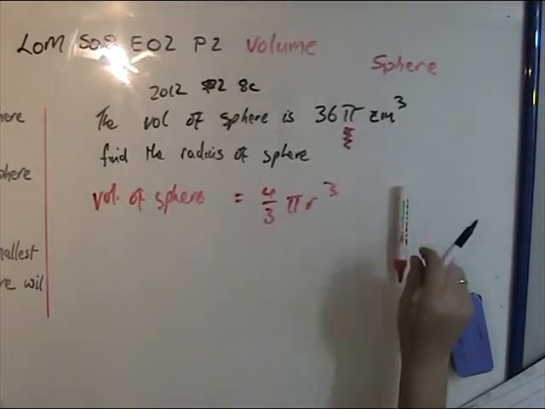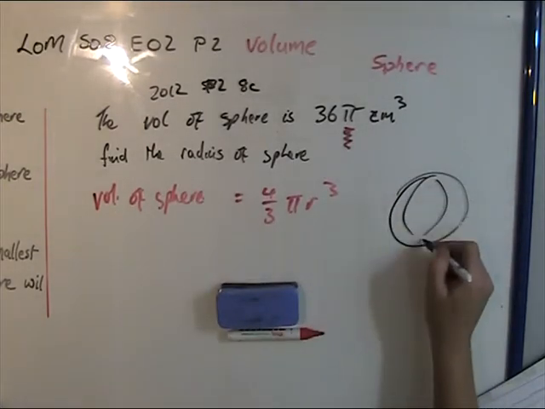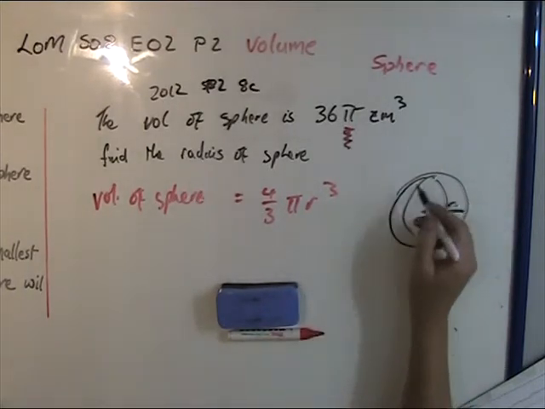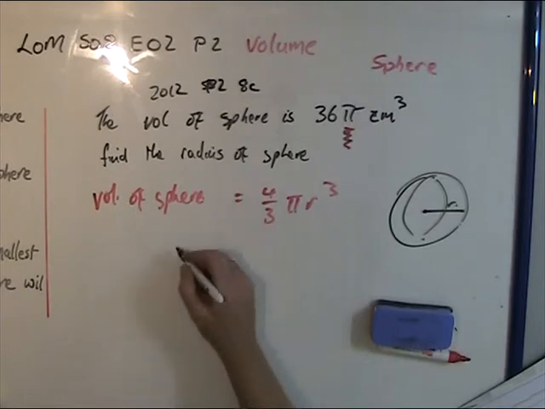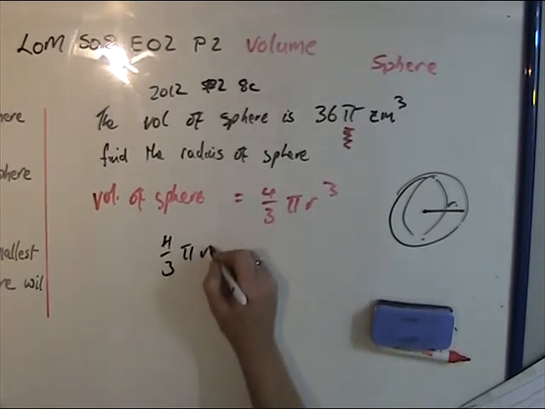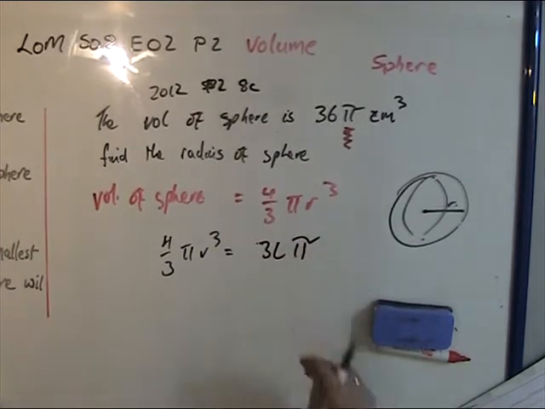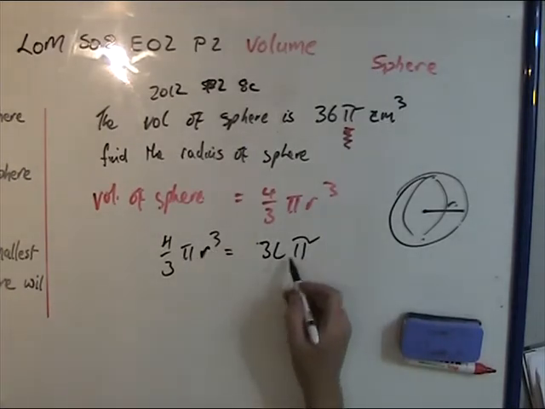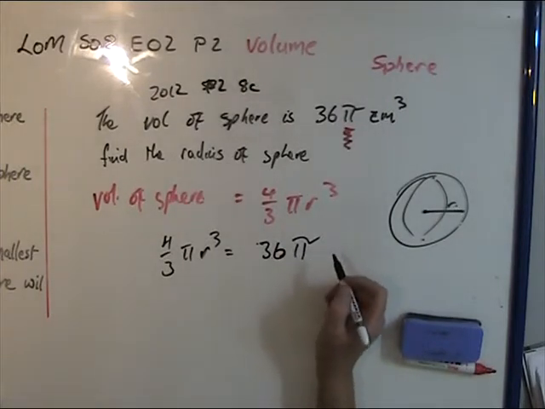Now the best thing to do is to draw a little circle, or a diagram, to represent what you're getting at here. You're not really told anything, but you know that you need to find r. But you're told that the whole of that volume is equal to 36 pi. So this 4/3 pi r cubed is equal to 36 pi. Now this is a case of manipulating the formula to find r, because I don't know what r is, but I'm told everything else.